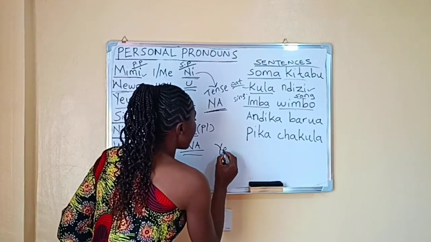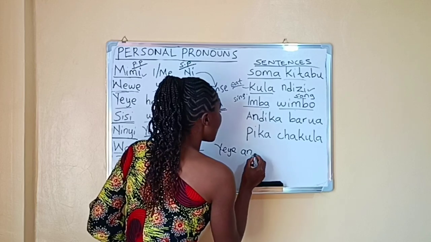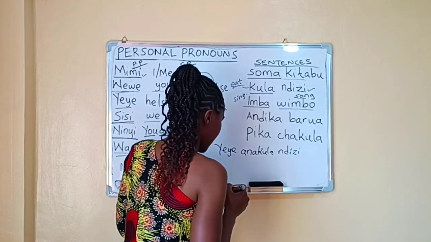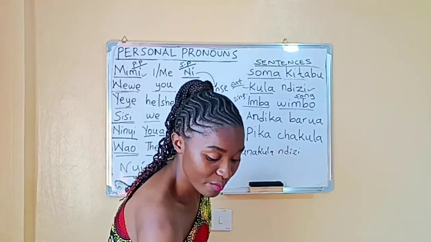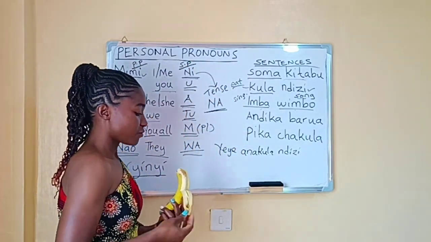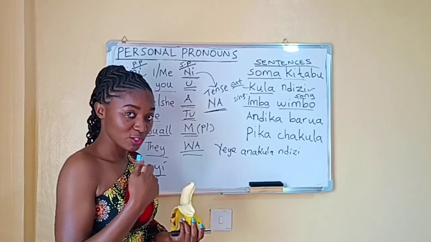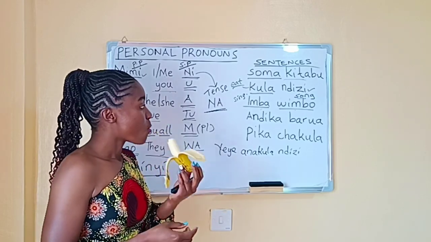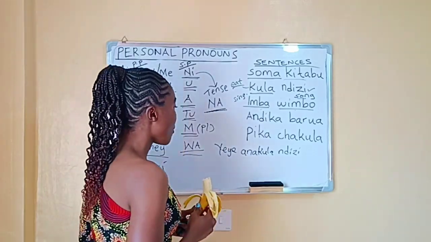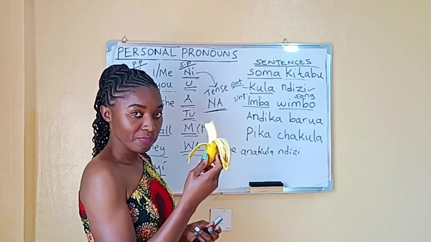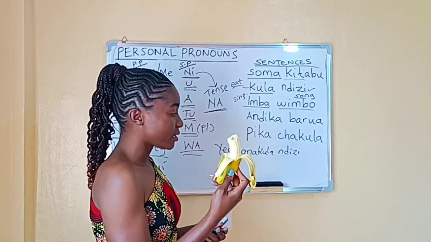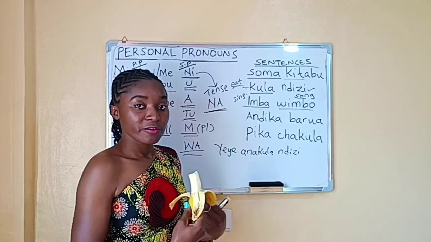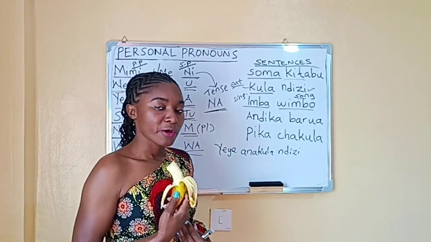So if he or she is eating a banana right now, then we say yeye anakula ndizi. Okay, let me try and eat banana on her behalf. So if he or she is eating this banana, remember it's not me, but I'm just eating it on her behalf. Very nice. So ndizi banana in Swahili. Yeye anakula ndizi.